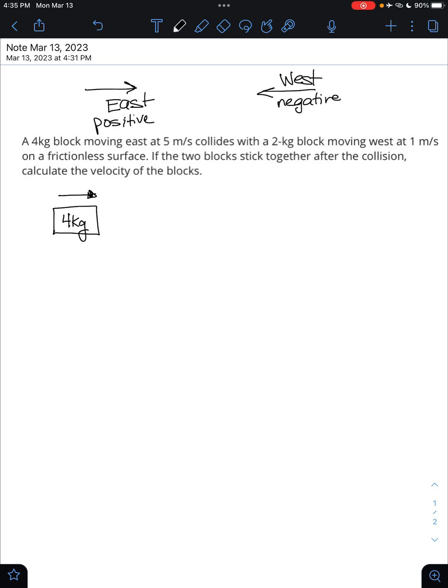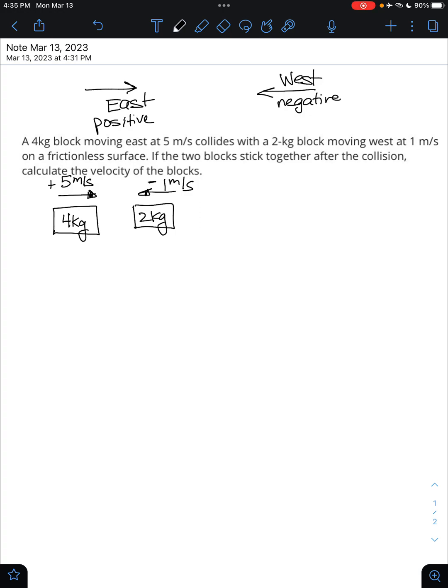So it says it's moving east at 5 meters per second, which means it's moving at a positive 5 meters per second. And it collides with a 2 kilogram block moving west, that's in the opposite direction, at 1 meter per second. So that's going to be negative.